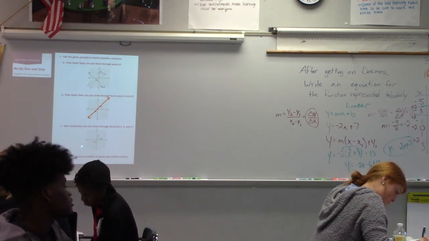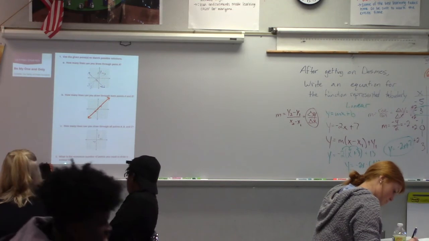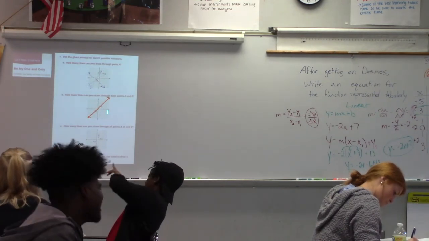So, what is the minimum number of points you need to draw a unique line? You have to have two. Okay?